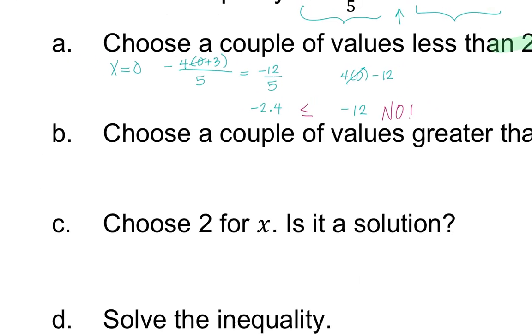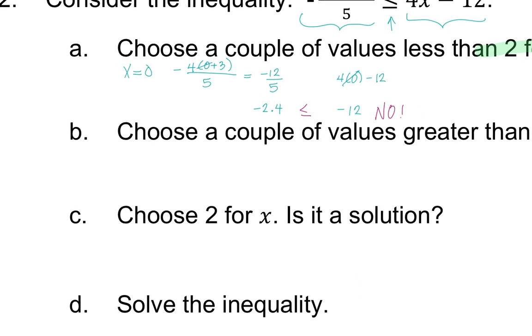So now we're going to look at B, and we're going to choose a couple values greater than 2. So let's try x equals 4, I guess. So if x equals 4, we have on the left negative 4 times 4 plus 3 over 5. Okay, so now we would have 4 plus 3 is 7. So we have negative 4 times 7 over 5. That gives us negative 5.6.